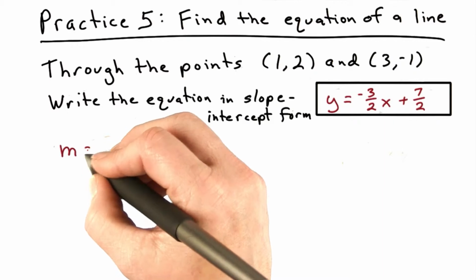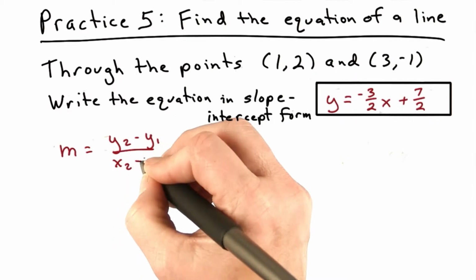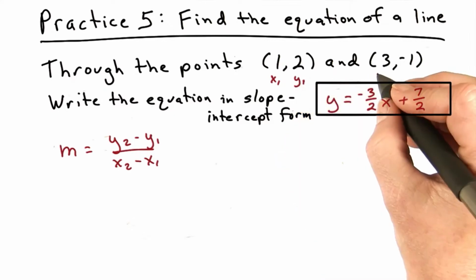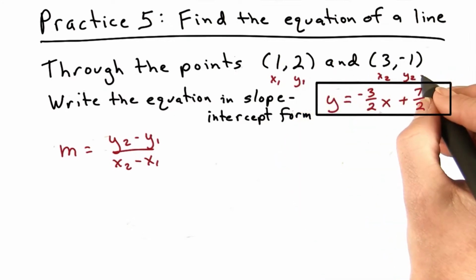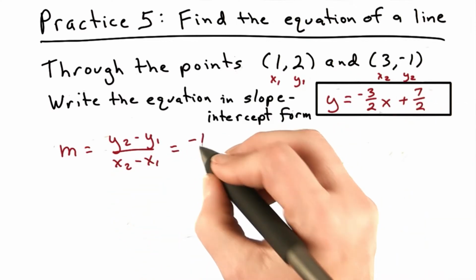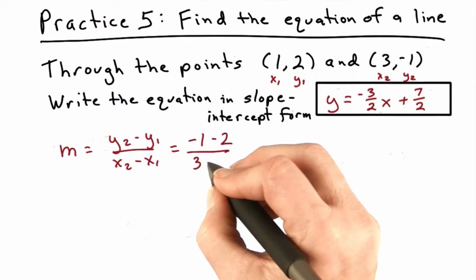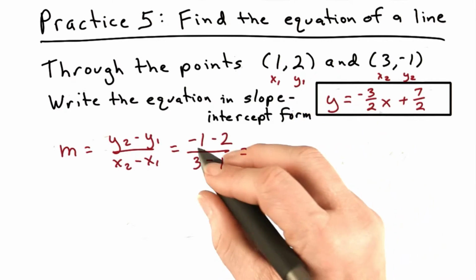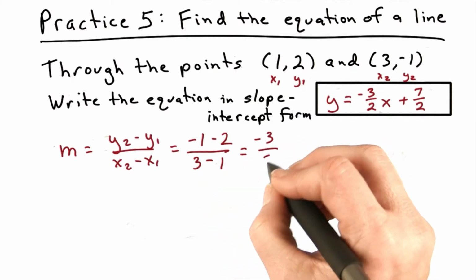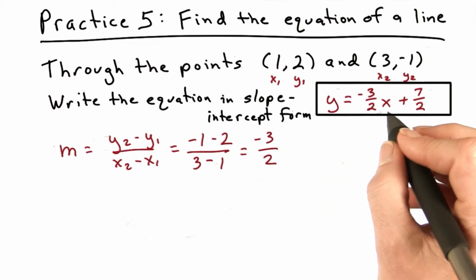I know the equation of slope is y2 minus y1 over x2 minus x1. I'm going to go ahead and label my points. This is x1, y1, and this is x2, y2. Again, this helps me make sure I put the numbers in the right places. So the slope: y2, which is negative 1, minus y1, which is 2, over x2, which is 3, minus x1, which is 1. So we have negative 1 minus 2 is negative 3, over 3 minus 1 is 2. So we know the slope is negative 3 halves, which is why you see negative 3 halves x in the equation.